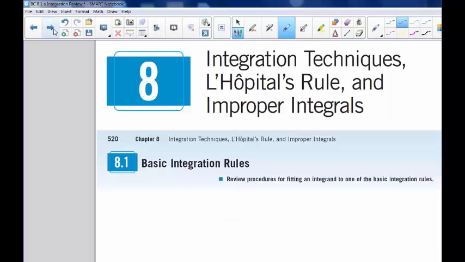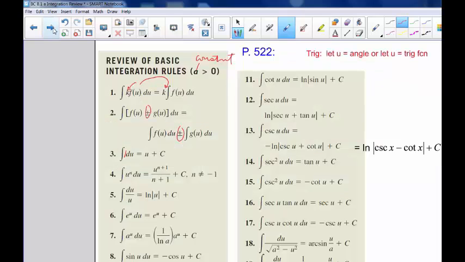So we're starting with Chapter 8, Integration Techniques, L'Hopital's Rule, which you know well, and improper integrals, which we'll get to later. We're starting with Section 8.1, Basic Integration Rules. On page 522, you'll notice this very long list of 20 different integration formulas. In this case, a is a constant, as is k.